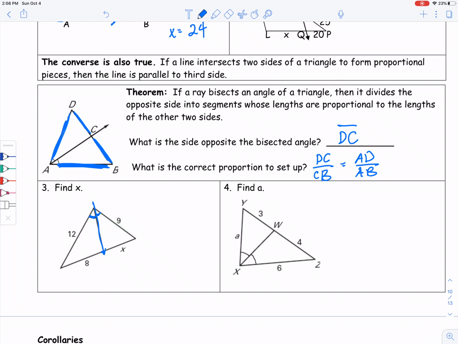Okay, so x over 8 equals, now since I started at x first, I'm going to stay on this part of the line. So 9 will go on top over 12. Okay. So let's go ahead and write these proportions, cross multiply. 12x equals 72, and x equals 6.